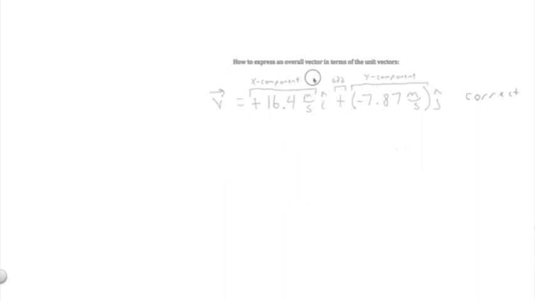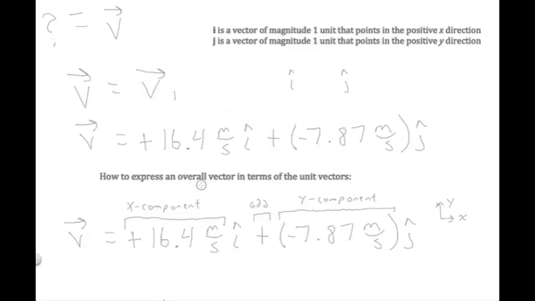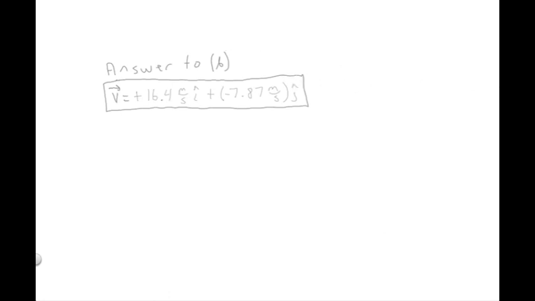So here's a correct way to express the overall vector in terms of unit vectors, and you should try to avoid some of the incorrect mistakes that I just demonstrated. It might help you to think of this as an addition of unlike terms, such as 16p plus negative 8q. This is basically 16 i hat plus negative 8 j hat if we round off a bit. So now we've learned how to express an overall vector in terms of the unit vectors. We know how to answer that type of question if you see it on the test. Here's our answer to part B.